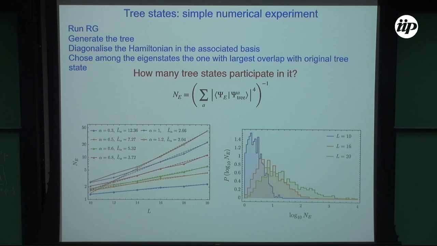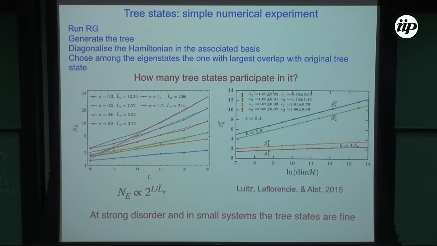On the other hand, what we see is that the number of tree states needed to compose an eigenstate actually grows with the size of the system. But it's not actually a problem, because we know that a similar thing, as was discussed by Gabriel, actually happens in the conventional MBL also. So the many-body localized eigenstates can look fractal in the Hilbert space. So by itself, what we observe here is not a problem.